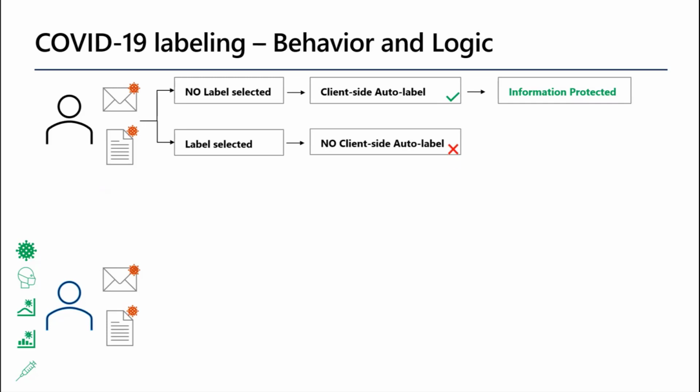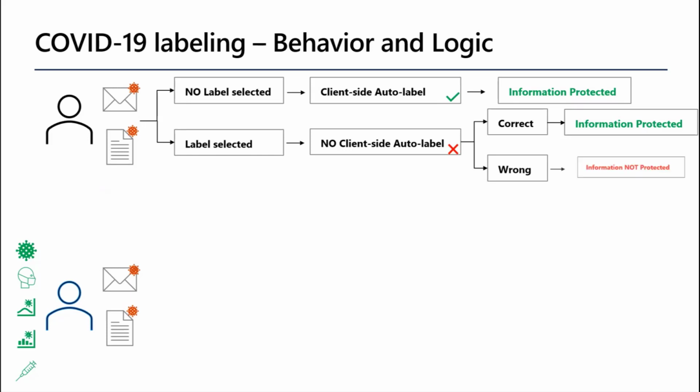But what if the user manually applied the label? In that case, the client-side auto label will not kick in. As we all know, manual label trumps all other auto label capabilities, for now at least. So we have two possibilities here. The user correctly applies the label that is highly confidential. In that case, we have no issue as the information is properly protected.